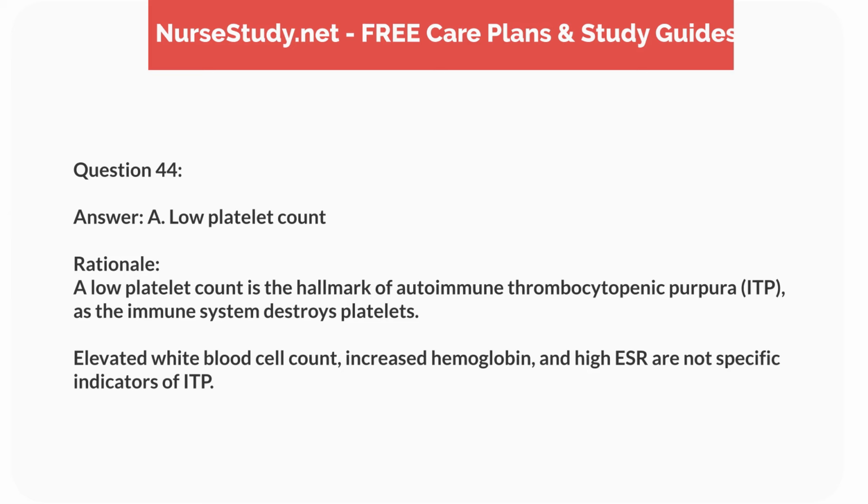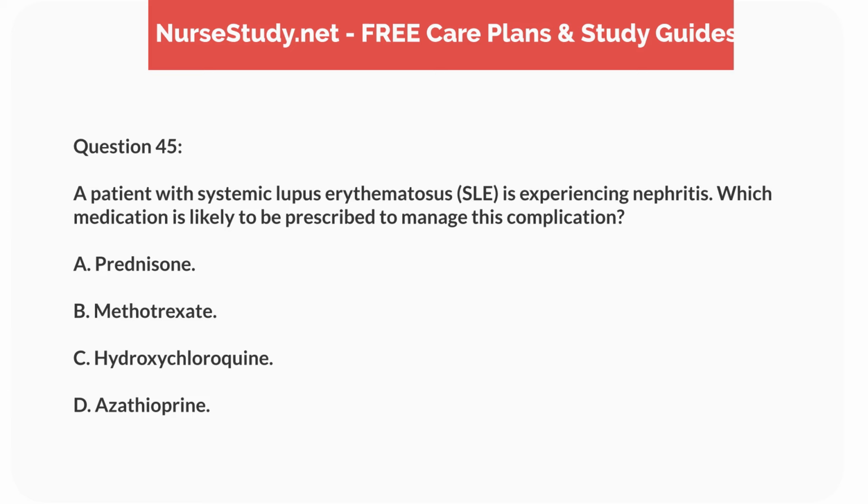Rationale: a low platelet count is the hallmark of autoimmune thrombocytopenic purpura, ITP, as the immune system destroys platelets. Elevated white blood cell count, increased hemoglobin, and high ESR are not specific indicators of ITP. Question 45. A patient with systemic lupus erythematosus, SLE, is experiencing nephritis. Which medication is likely to be prescribed to manage this complication?